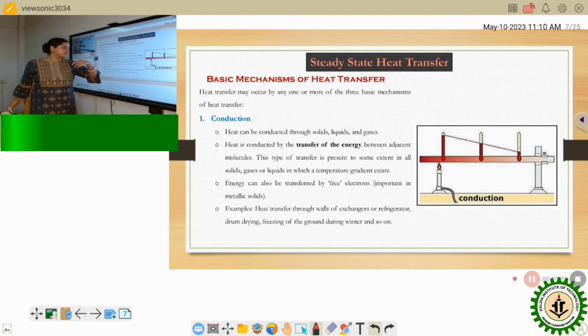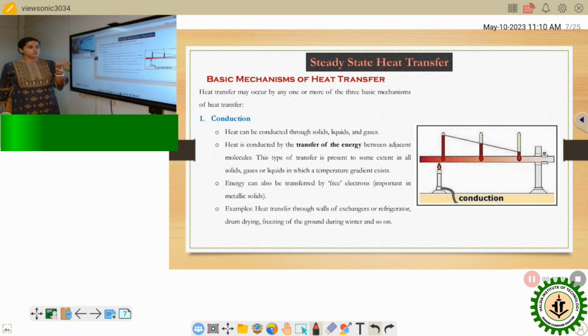So mainly the temperature will increase. Now energy can also be transferred by free electrons if we are working with metals or metallic solids. Now what are the examples of conductive heat transfer? Those are heat transfer through walls of heat exchangers or refrigerators, drum drying, freezing of the ground during winter, and so on.